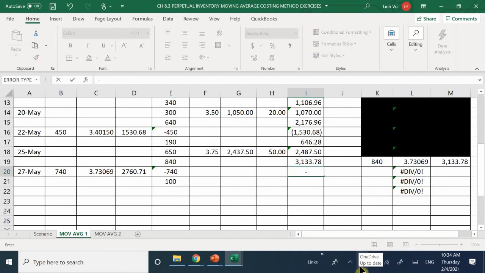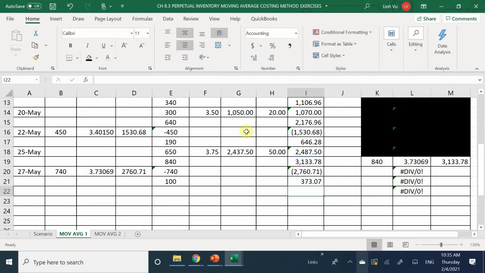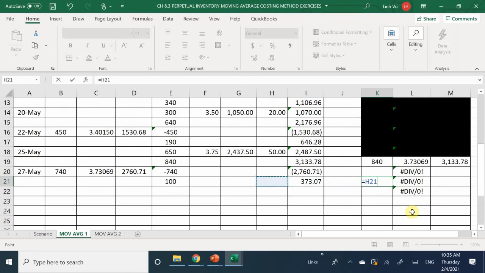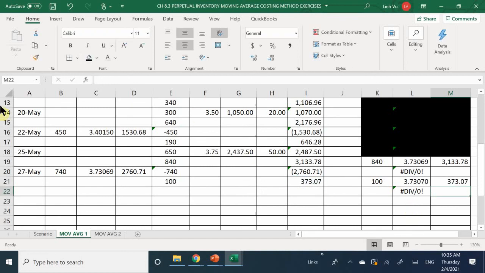And of course, I'm going to eliminate the 2,760.71 from my balance here to get a new grand total of $373.07. And of course, I'm going to carry it along. So what's my average cost per item going to be? $3.73. Yes.